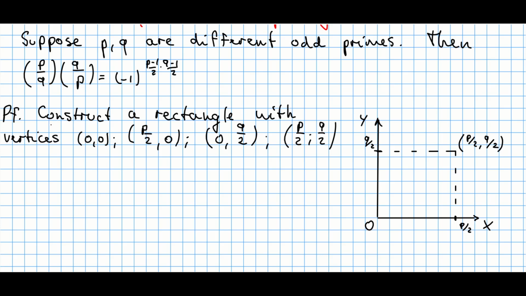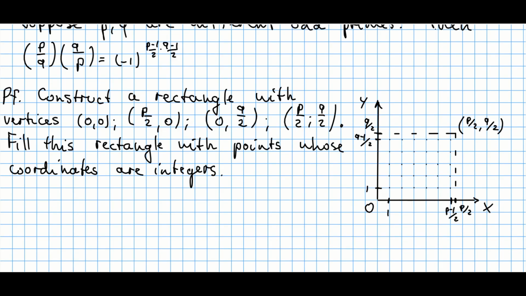So the first step here, we're gonna construct on the xy plane a rectangle with the following vertices: 0, 0; p over 2, 0; 0, q over 2; and finally p over 2, q over 2 right here. Now, after we constructed this rectangle, we're gonna fill this shape with those tiny black bullets. So those are points whose coordinates are going to be integers.